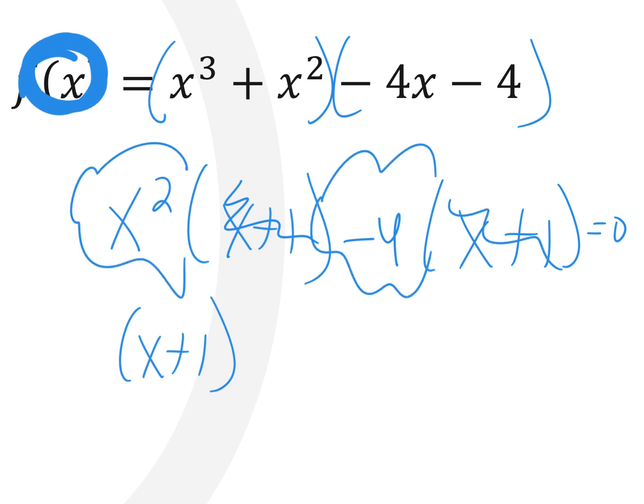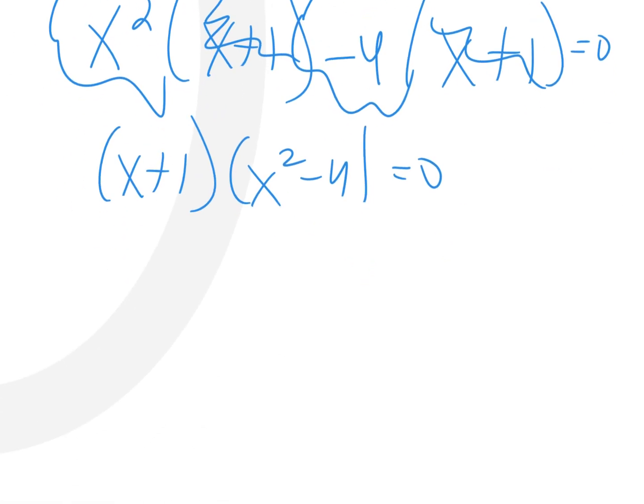And then what happens with x squared minus 4? It gets its own parenthesis, right? And we notice that x squared minus 4 is the difference of squares. Good.